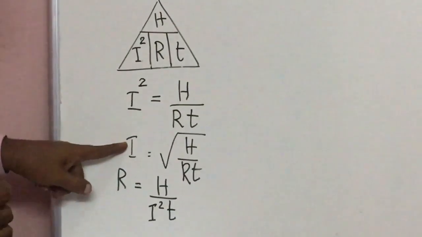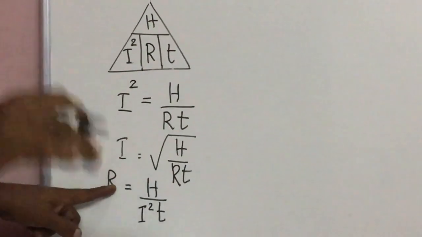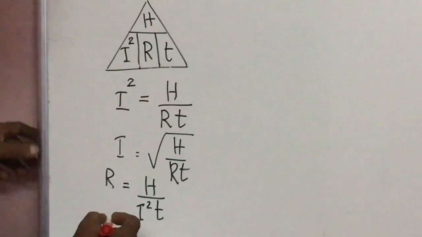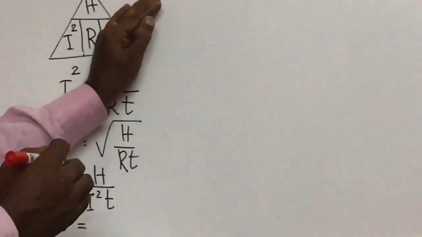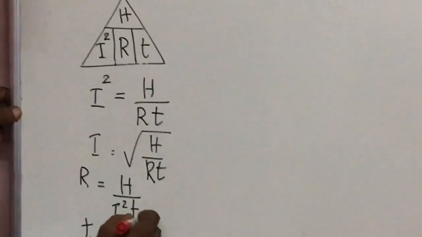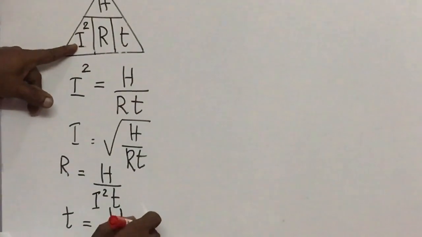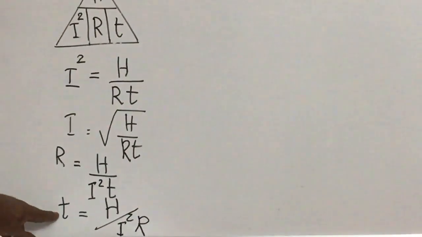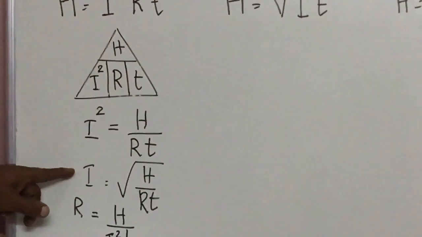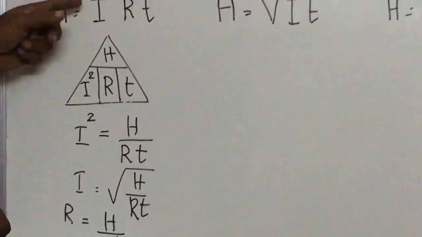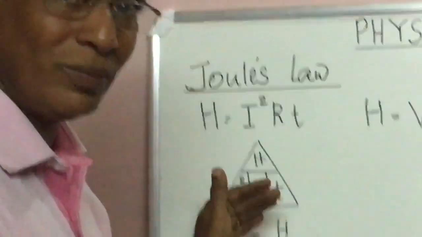If we calculate I, the unit of I must be written ampere. If you are calculating R, the unit of R must be ohm. Now the last one is T. So T is equal to, covering T we get the answer, that is H by I square R. As T is time, the unit naturally will be second. So we calculate I, R, T from this equation. H is directly I square R T. Is it not easy? Sure.